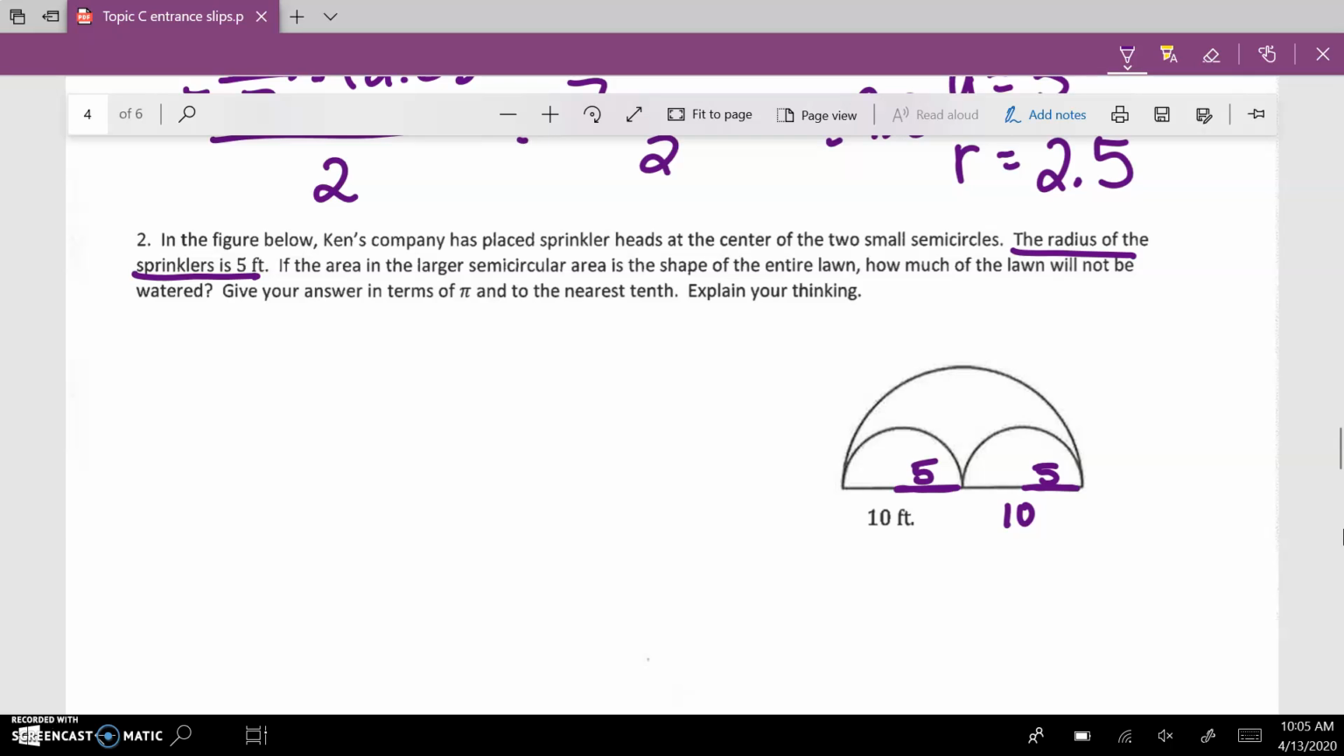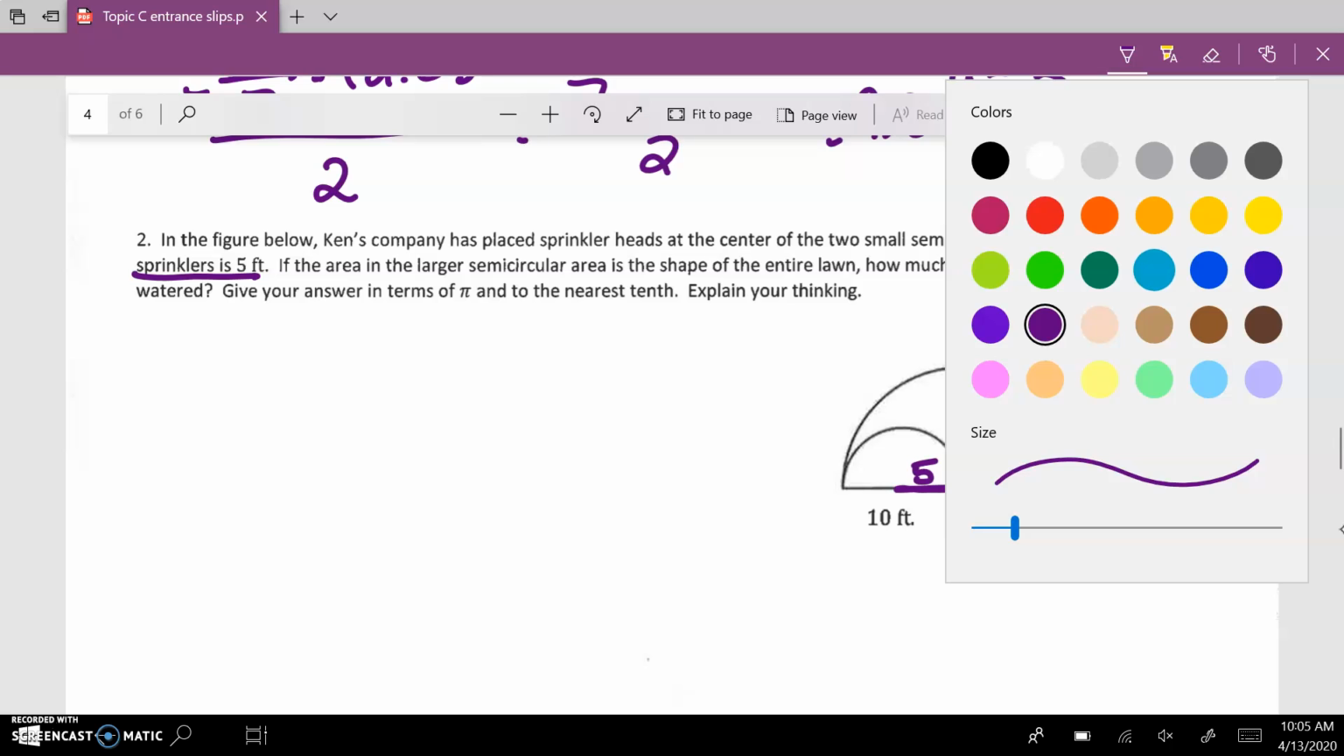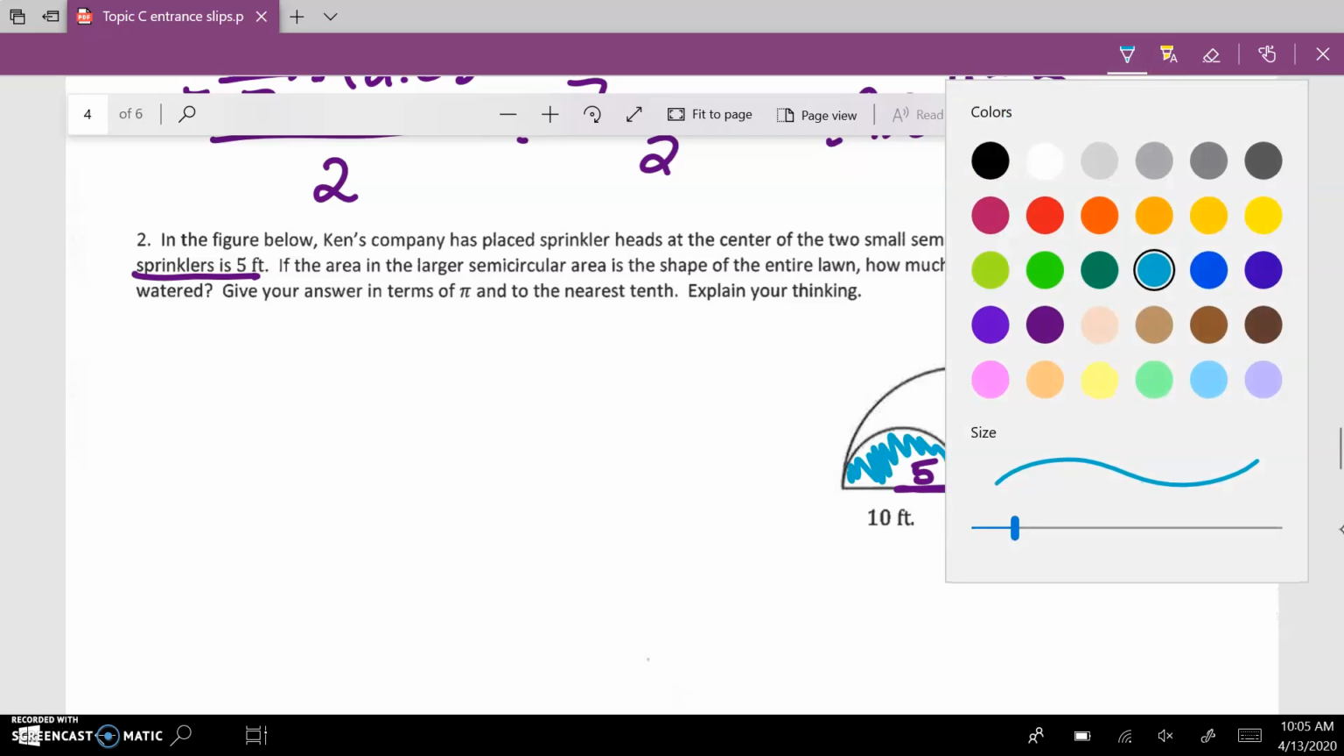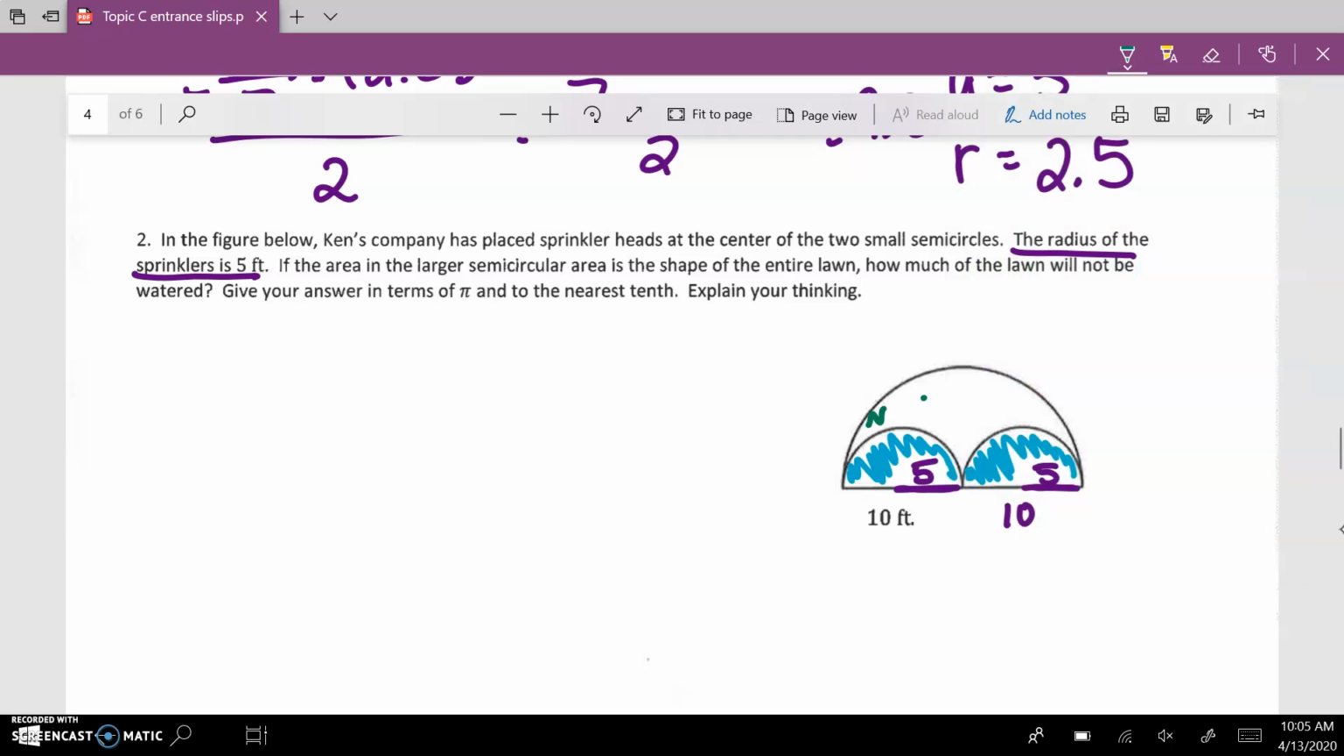Okay, so that means, I shaded in blue to represent water, this is all that's getting watered, because that is how far the sprinkler can reach, which means that the rest of this in green is not getting watered. So we're pretty much trying to find the area in green, okay? Which means we're going to have to find the smaller areas, then the bigger one, and then find the difference.